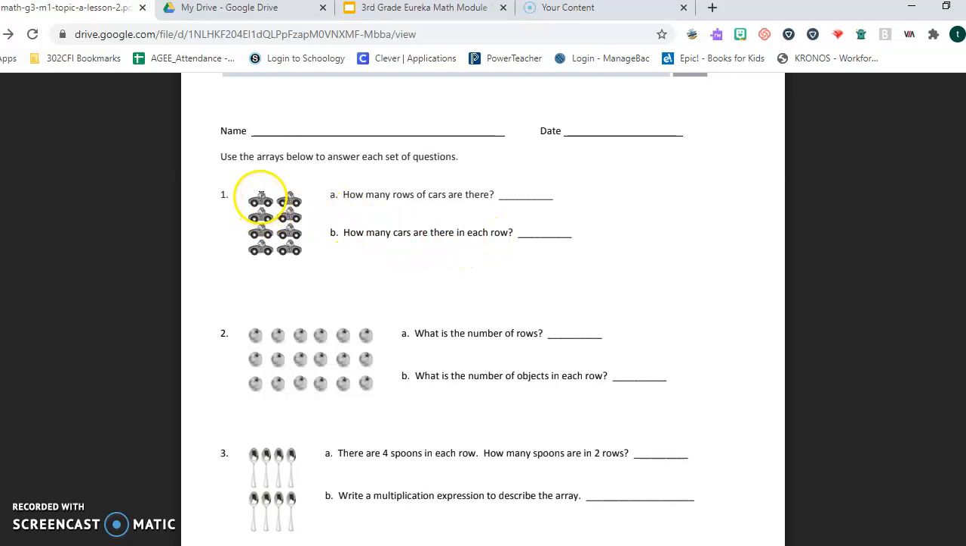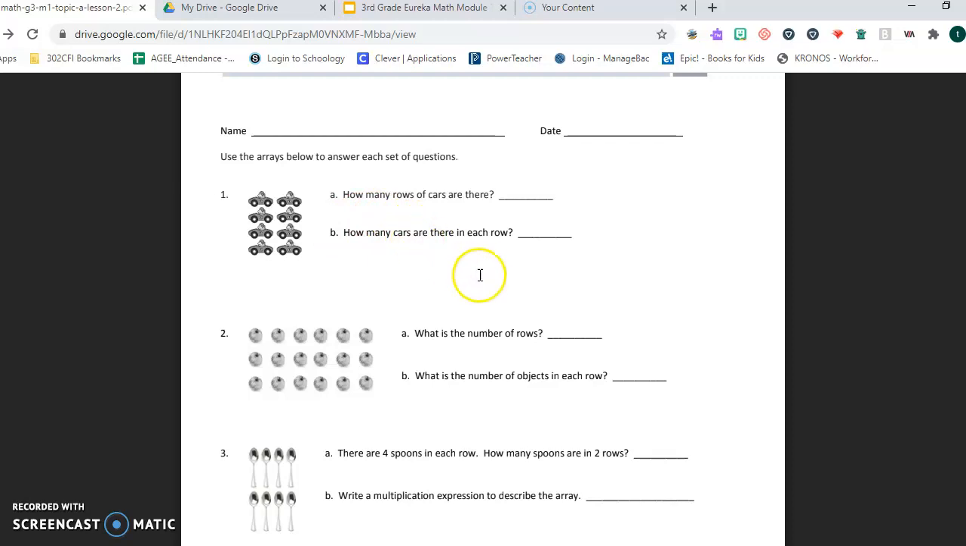Well, in the first row, I see 1, 2. In the second row, I see 1, 2. In the third row, I see 1, 2. In the fourth row, I see 1, 2. So how many cars are there in each row? 2. There are 2 cars in each row.